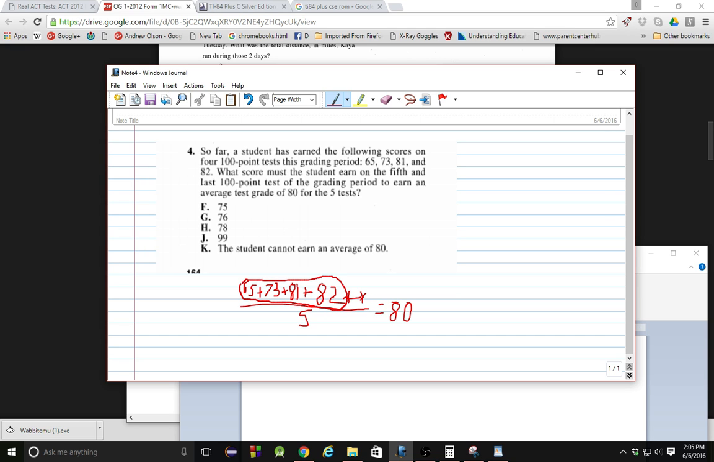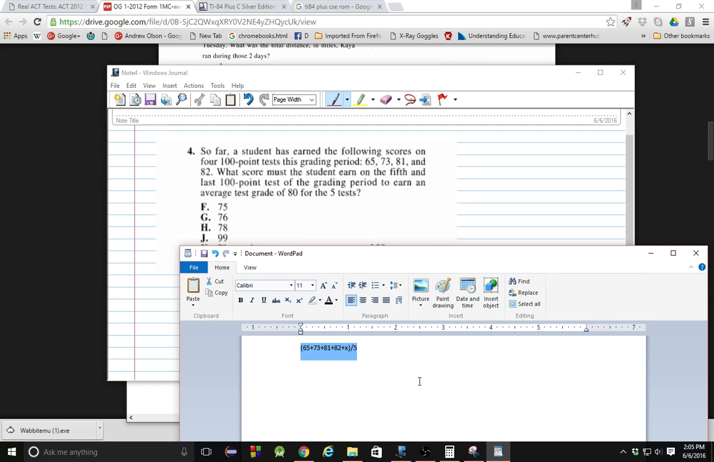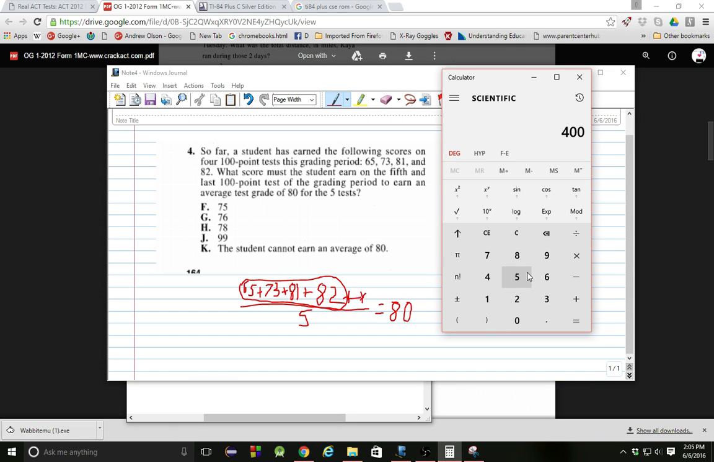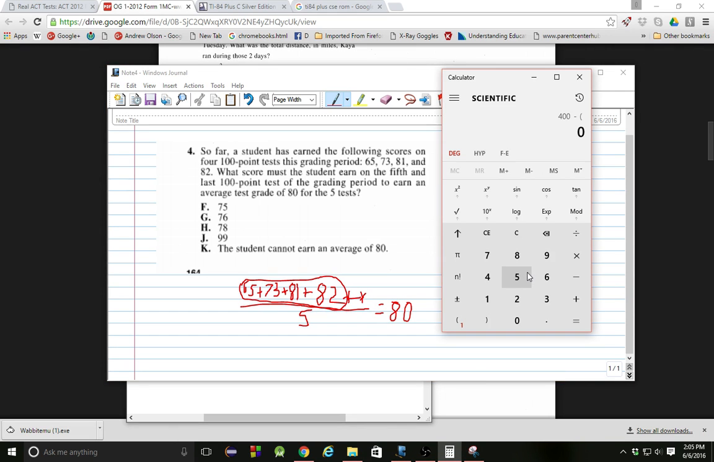And when we do that, let's x out of this, minus 65 plus 73 plus 81 plus 82, and when we do this we get a 99. So the answer is J, 99.